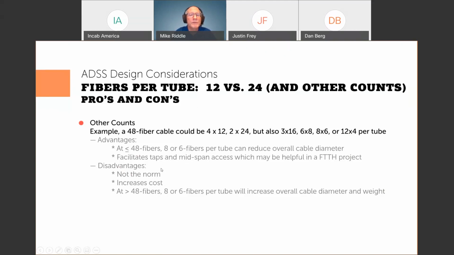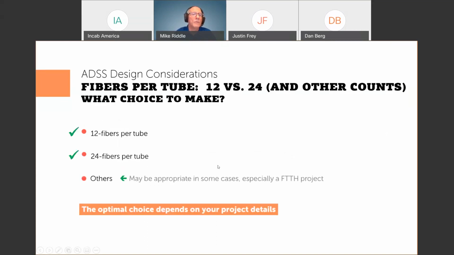But disadvantages, it wouldn't be the norm. So people would have to kind of think about it, especially when it came to splice prep. You are increasing the cost. And at anything above 48 fibers, you're definitely increasing overall cable diameter and weight. So what choice to make? Well, again, another example of a situation or a design aspect that really depends upon what you're trying to do in your project. There's not a wrong answer here.